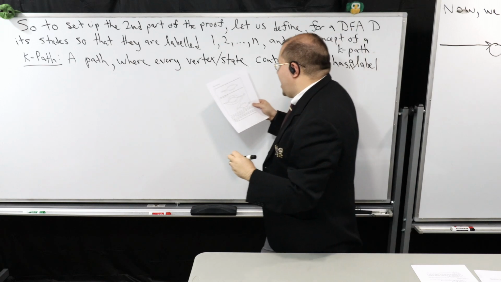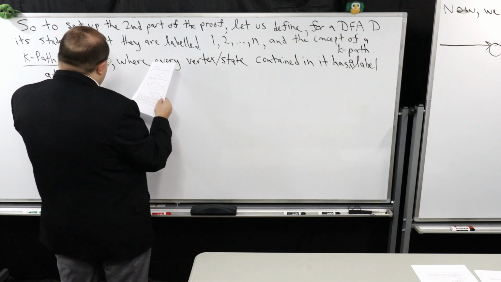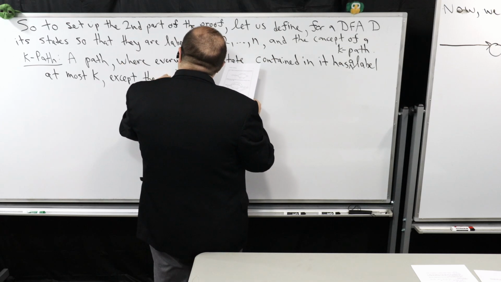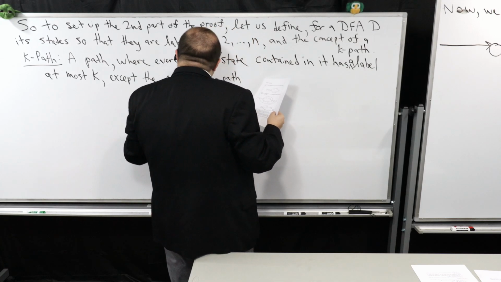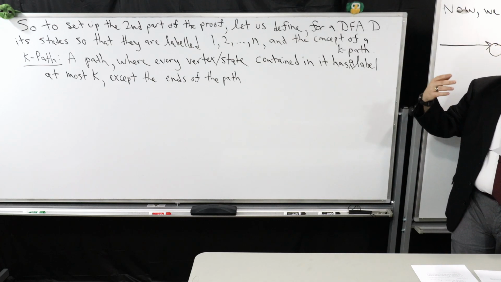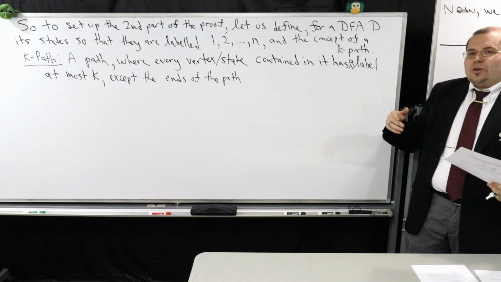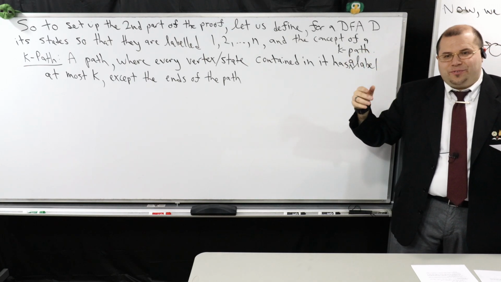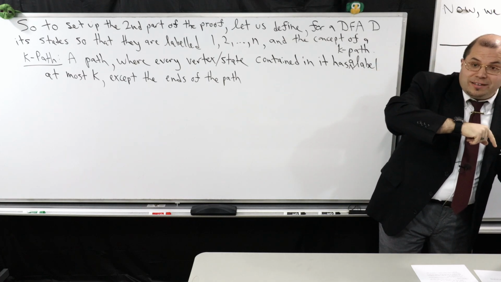Has a label at most k. At most k. Except the ends of the path. So what I'm saying is that if I give you a path from state 1 to state 2, I would say that state 1 is the start of the path, state 2 is the end of the path. So if I gave you a path of length 3, going from 1 to 2 to 3, and I'm asking for a path from 1 to 3, the only way this path can go through state 2 is if it's a 2 path.